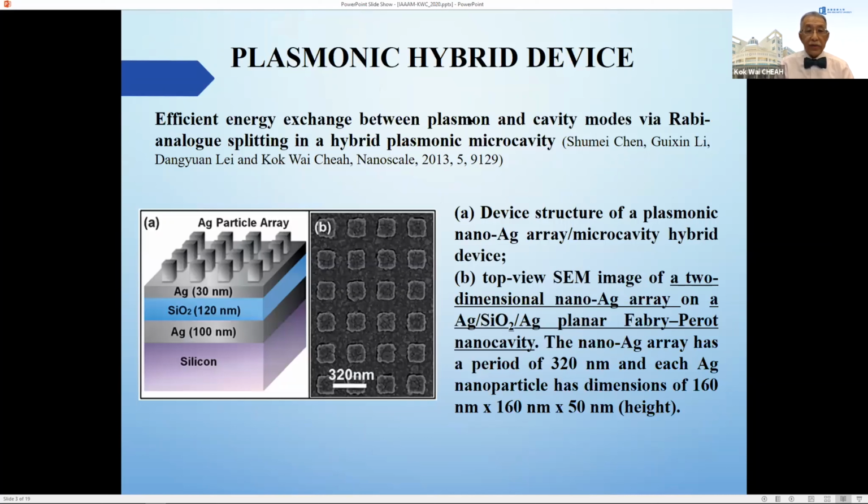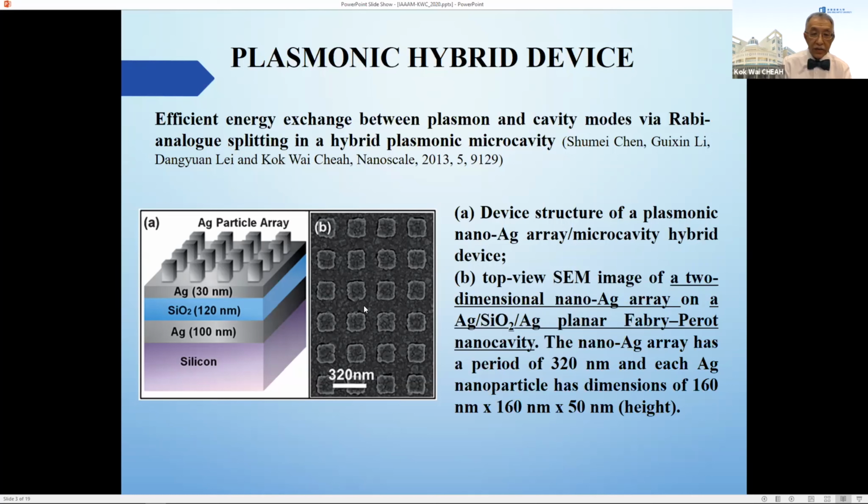Now, initially when we started back in 2013, we designed a plasmonic hybrid device in which we have a 2D square array of silver. Then we have a microcavity, and between the microcavity and the 2D array of silver we have 30 nanometers of silver, which provides the microcavity confinement, and is also thin enough that the SPP mode, the surface plasmon polariton mode, can couple with the microcavity modes here.